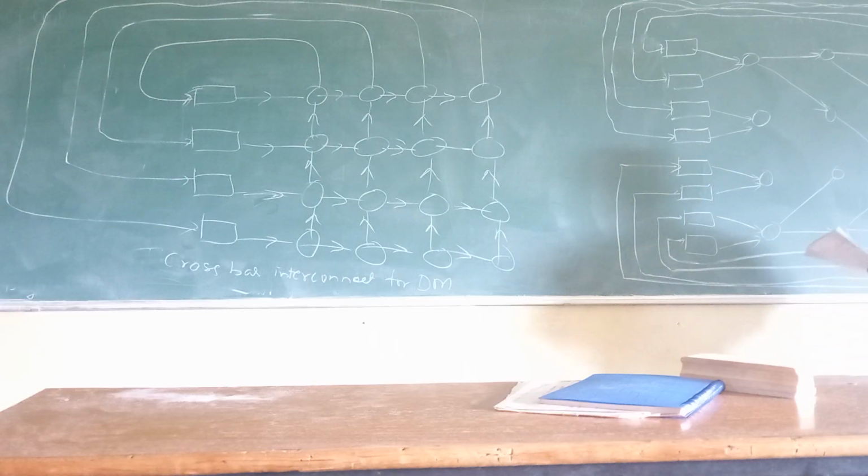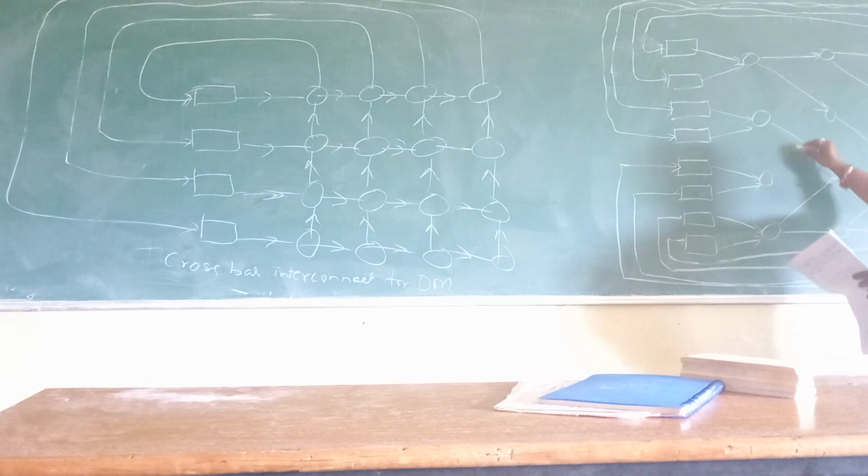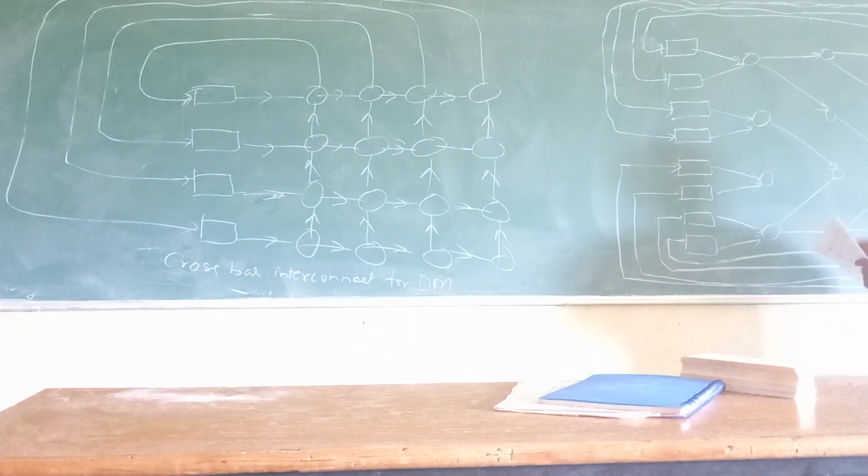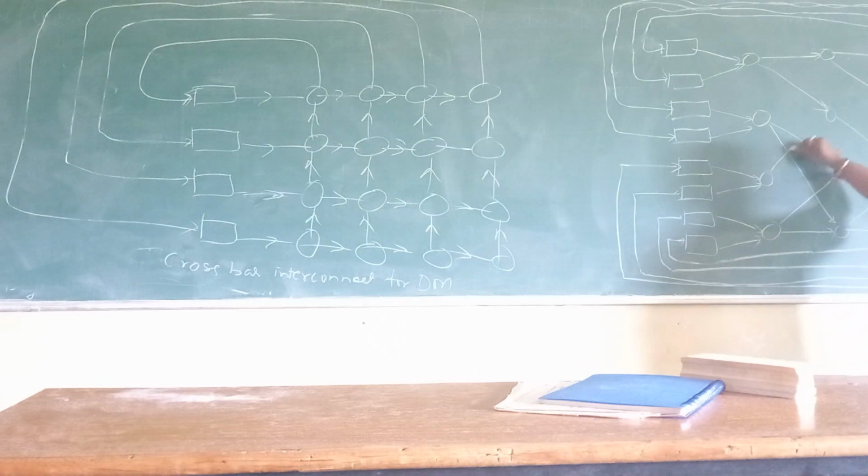Now see here, this is the main one. I'm communicating this link to this switch. I'm communicating this switch, and one more switch I'm using here to communicate here. Similarly, I can also use this one to communicate with this switch. Another one is here.